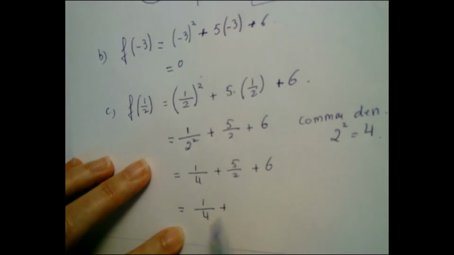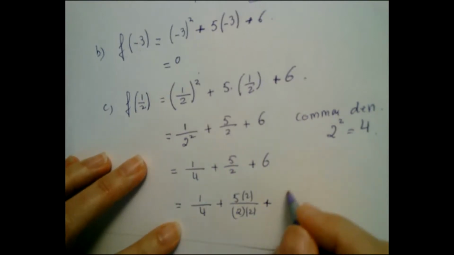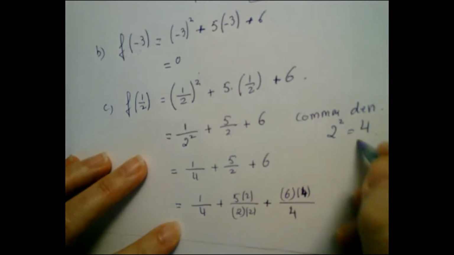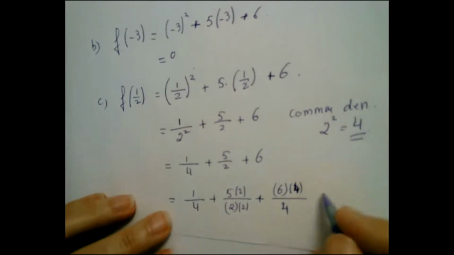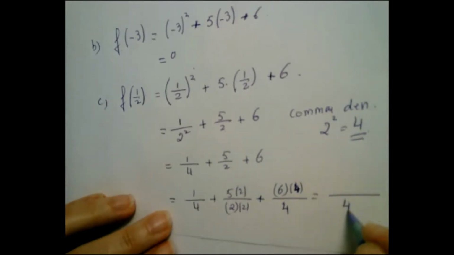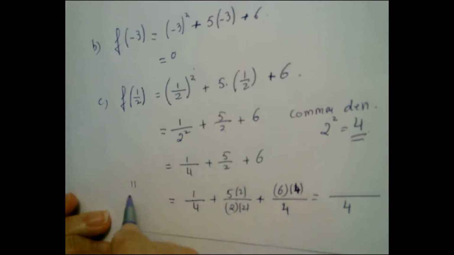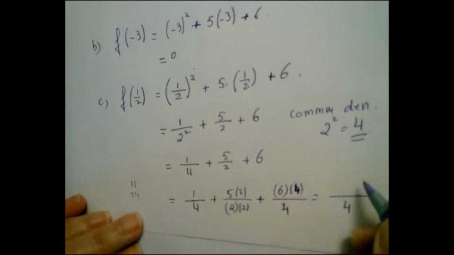So this will give me 1/4. This will give me 5 times 2 over 2 times 2 because I'm finding a common denominator. 6 times 4 over 4, because that's my common denominator. And now I can combine my numerators here. Give me a 1 plus a 10. That's going to give me an 11. And this will give me a 24, which is going to give me 35.